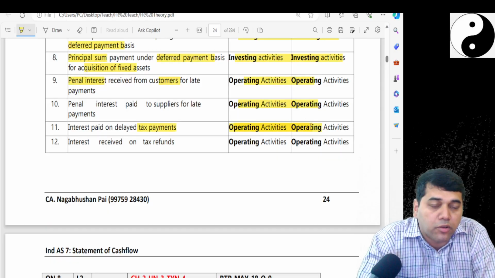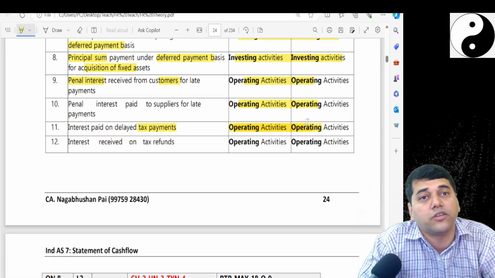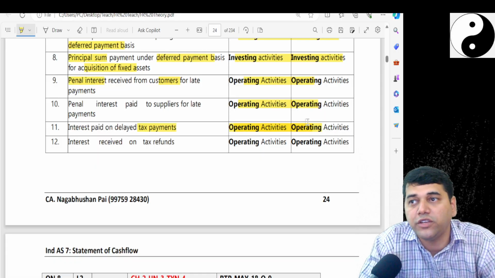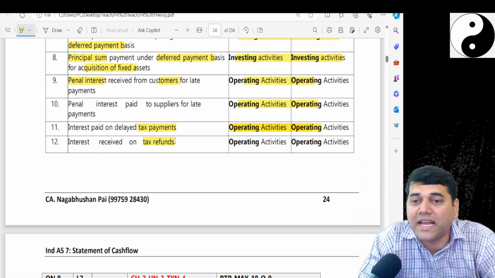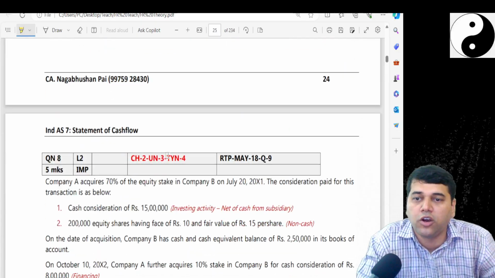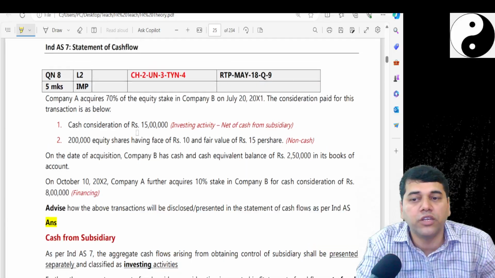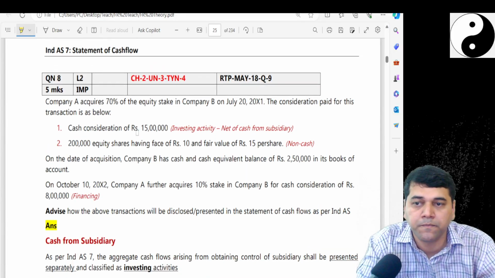When they are telling it is operating, we are assuming that it is an operational income. If it is on the capital gains, it will have got an investment. Interest on tax received on tax refund, again assuming it is the same tax refund, operating activity. Okay, one last question, then we will go to the Q&A, like solving of the problems.